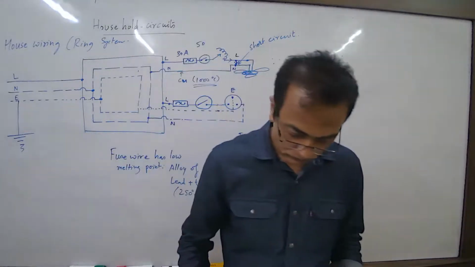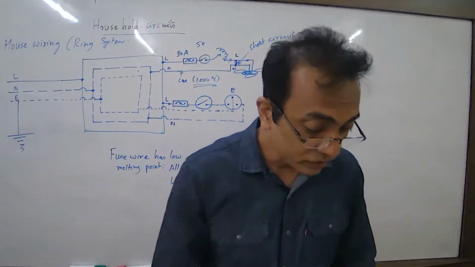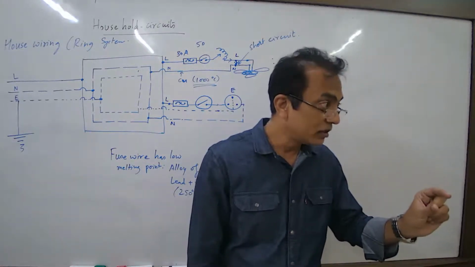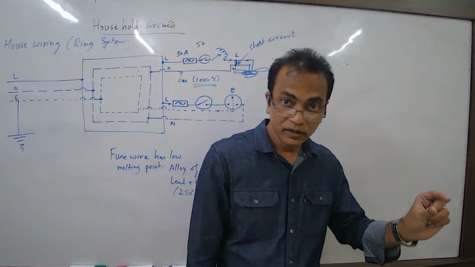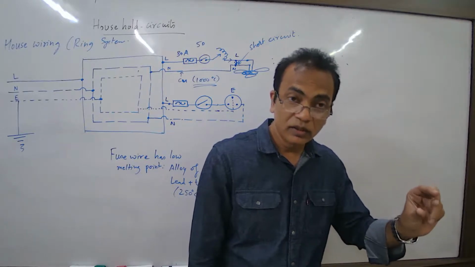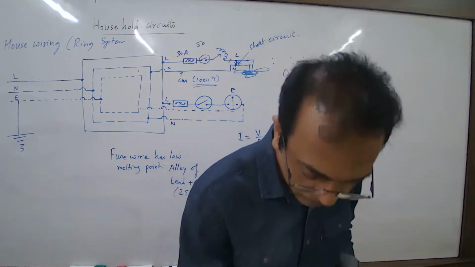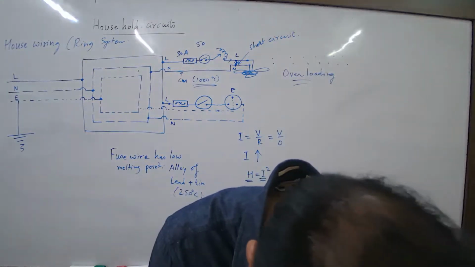Second, each appliance has a separate fuse. Therefore, why does it reduce the cost of wiring? Because you are able to manage it with thinner wire. Okay? With thinner wire, you are able to get the benefit of thicker wire because of the ring architecture. Okay, go ahead. Each appliance has a separate fuse.